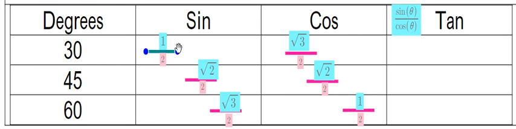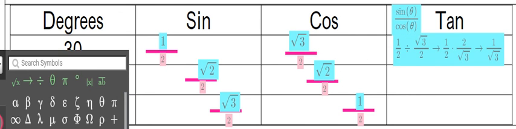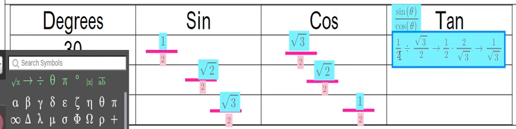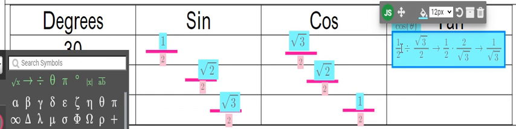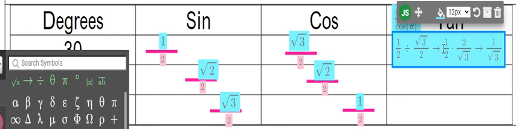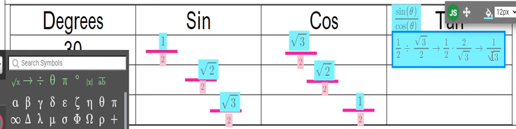So for the first one, we get 1/2 divided by radical 3 over 2. So we take our sine of 1/2, we divide by our cosine, radical 3 over 2. And remember, division is really multiplication by the reciprocal. So we have 1/2 times 2 over radical 3. The 2's cancel, and they leave us with 1 over radical 3.